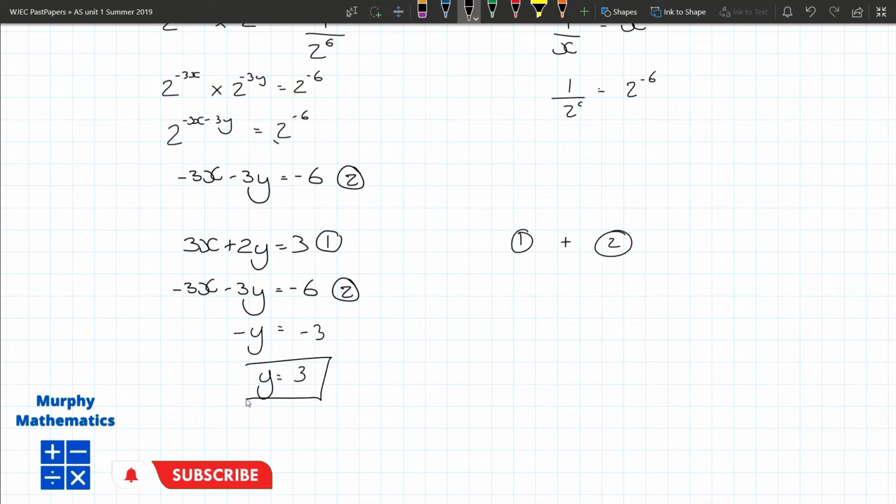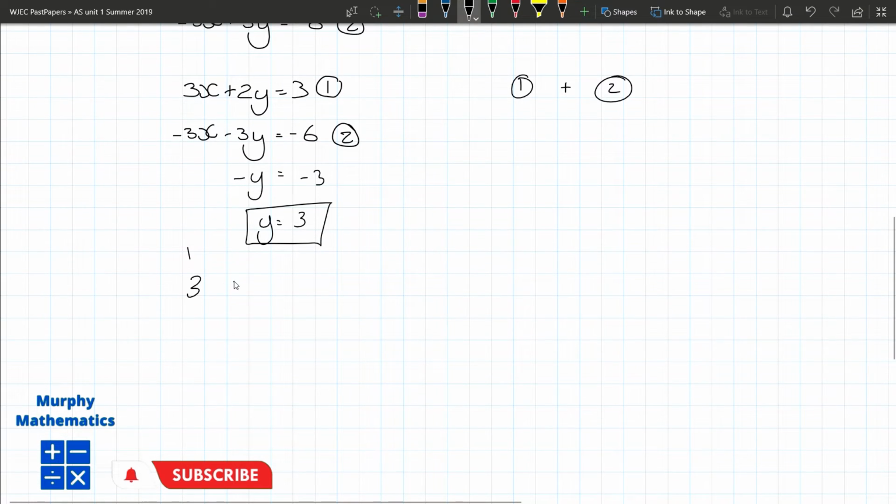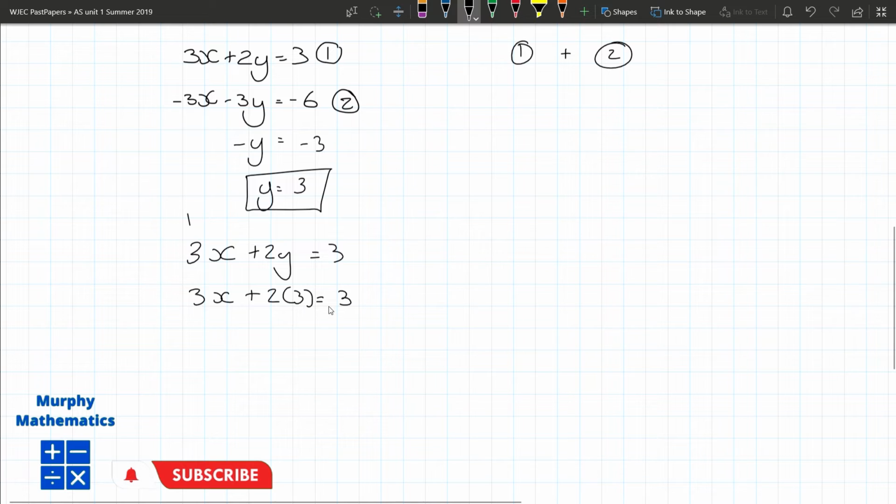Using y equals 3, I'm going to put it into another equation. So I'll reuse my first equation. I know 3x plus 2y equals 3. So 3x plus 2 lots of 3 equals 3. I'm just going to minus 6 because I know that's 6. So 3x equals minus 3, so x equals minus 1. Cool. And now we go on to part B.